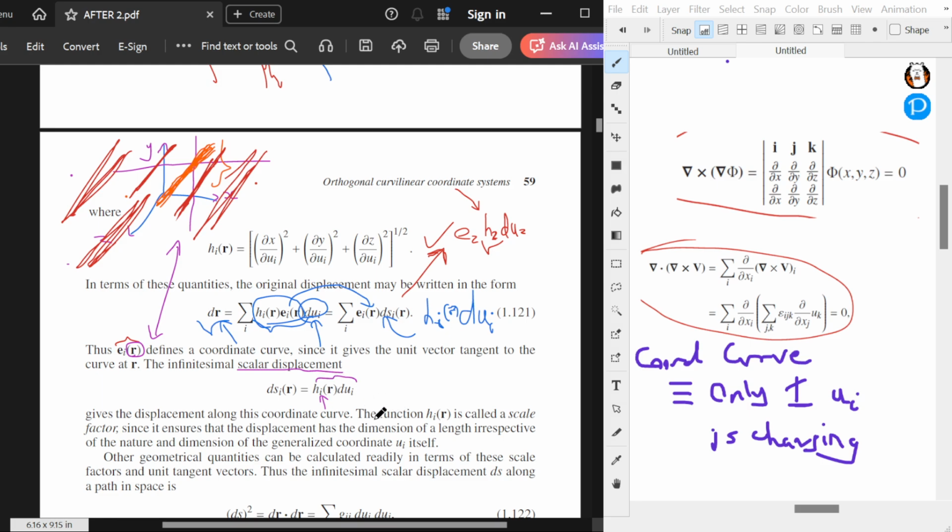h_i du_i. The function h_i of r is called a scale factor since it ensures that the displacement has the dimension of a length.